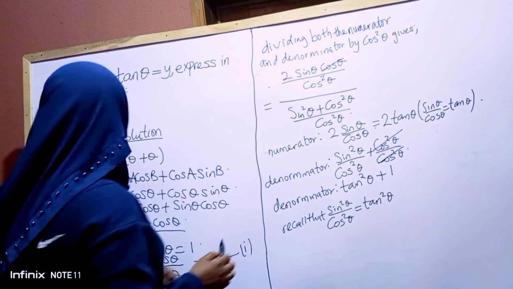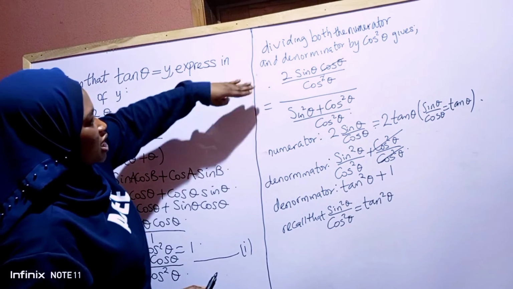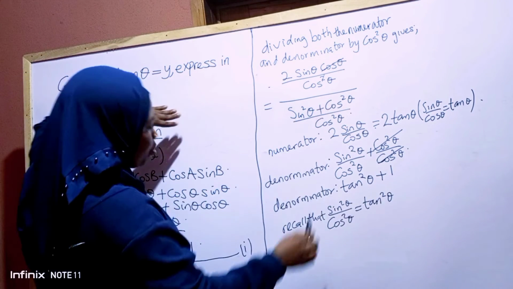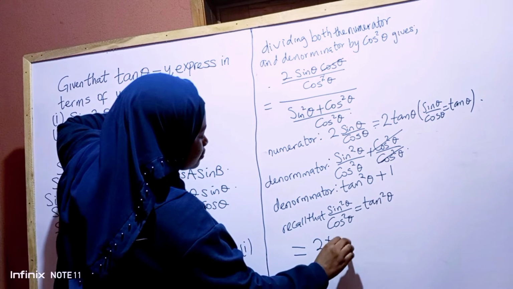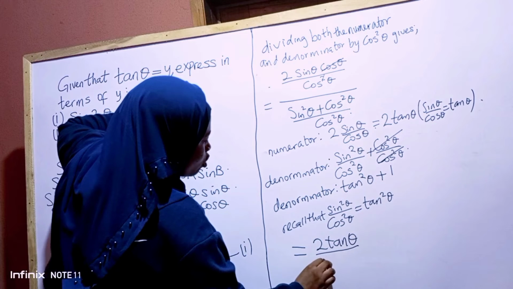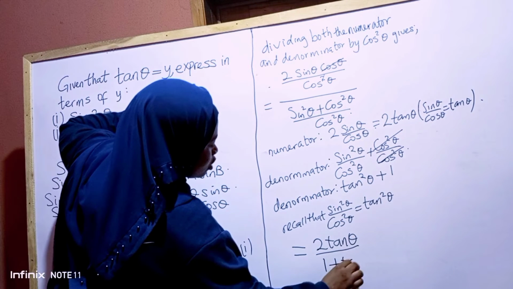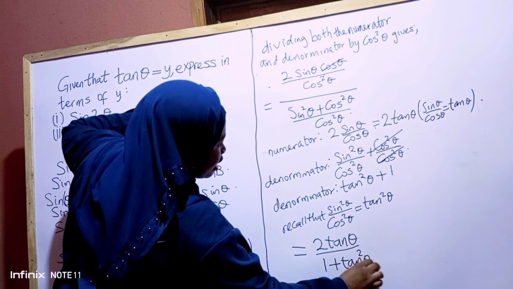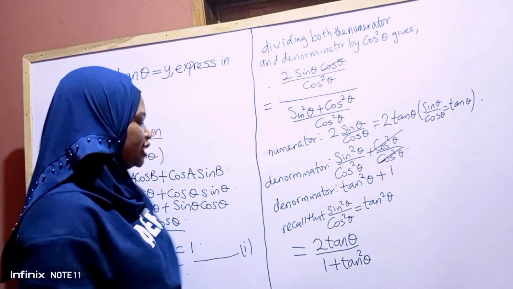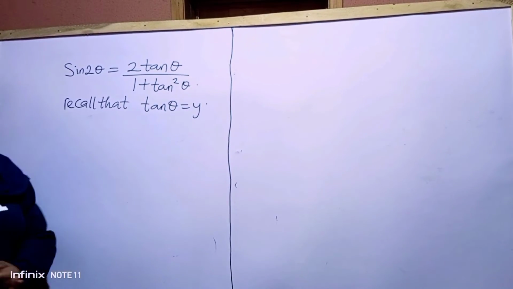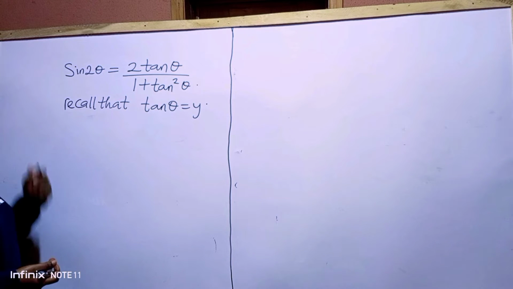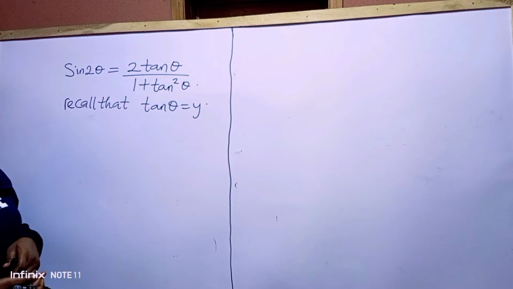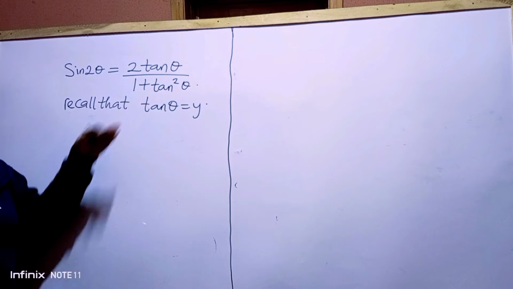Now, the whole expression, the right hand side, becomes 2 tan theta over 1 plus tan squared theta. Or if you like, you write tan squared theta plus 1, still the same thing. Now, sin 2 theta is equal to 2 tan theta divided by 1 plus tan squared theta. Or you can say that sin 2 theta is equal to 2 tan theta divided by tan squared theta plus 1. It's still the same thing.